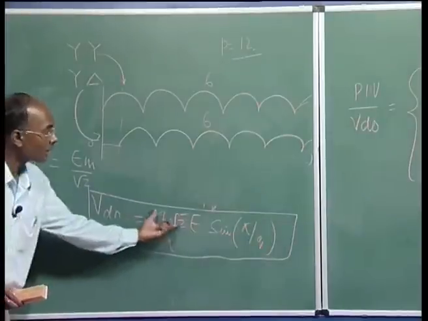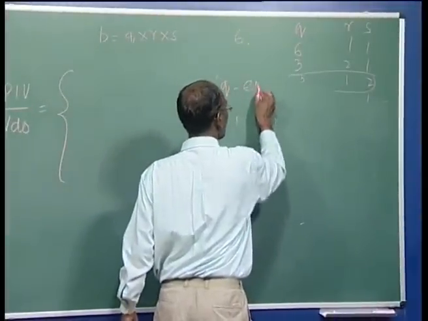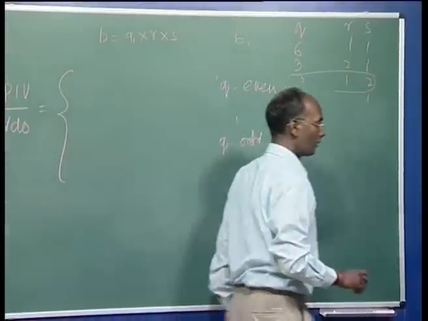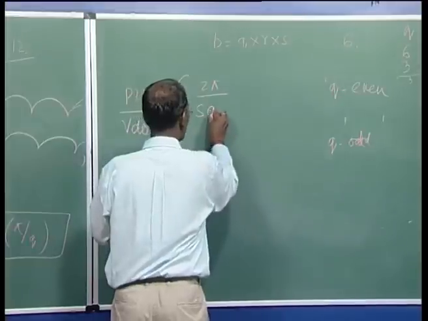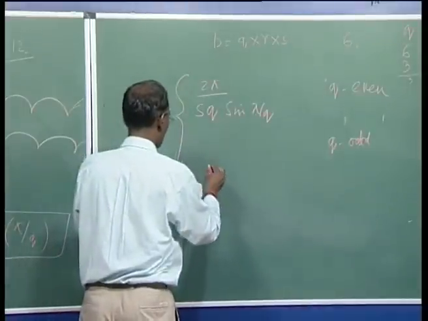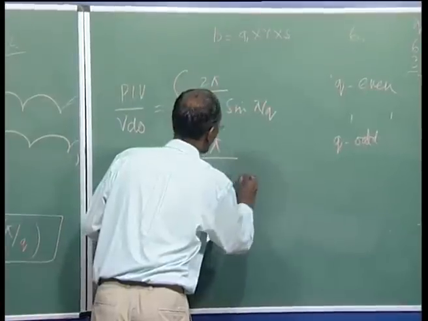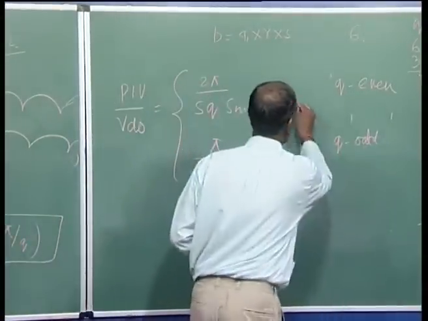So we can just write for the two values, one I can write here Q is even and here Q is odd, and we'll find the expression for this. In this case it is twice pi divided by S Q sin pi over Q, and here we'll find pi divided by S Q sin pi over twice Q, when this is odd and even.